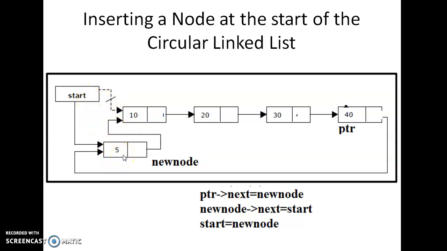What are the three operations that we are performing for inserting a node at the starting of the linked list? Initially the pointer has been brought to the last node, and the pointer of next is now pointing to the new node, and the new node of next is pointing to the start, and the start is pointing to the new node, so that the circular mechanism has been implemented and the 5 has been inserted before the 10.